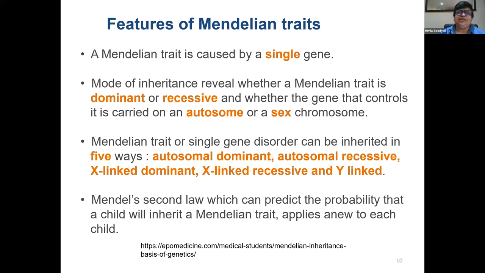And not everything is genetic. We, as biological entities, respond to the environment as well. So this intricate, complex engagement between the genetic or the biological and the environment is also very important when studying complex disease traits like diabetes, for example. Now, it is also important to note that the mode of inheritance reveals whether the Mendelian trait is either dominant or recessive, and whether the gene that controls it is on an autosome or a sex chromosome.